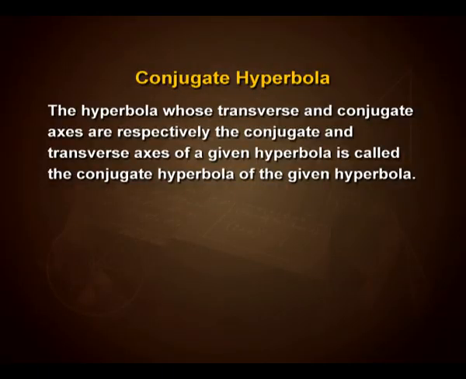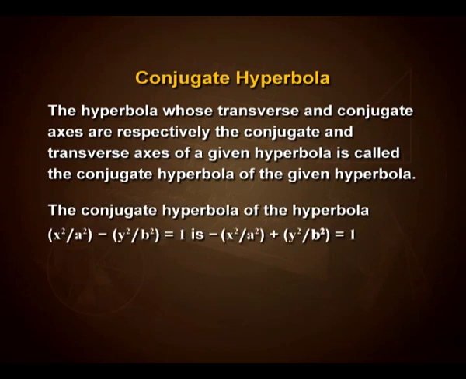Now, let us look into what is conjugate hyperbola. A hyperbola whose transverse and conjugate axis are respectively the conjugate and transverse axis of a given hyperbola is called the conjugate hyperbola of the given hyperbola. The conjugate hyperbola of the hyperbola x²/a² − y²/b² = 1 is −x²/a² + y²/b² = 1. Its shape is shown in the figure.